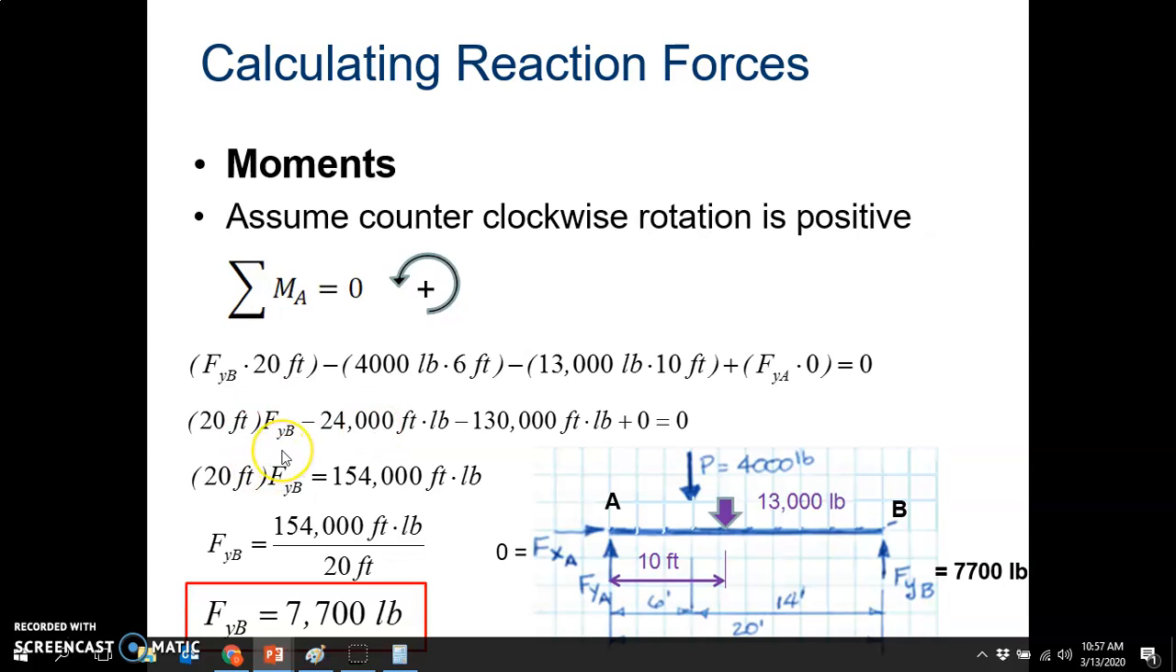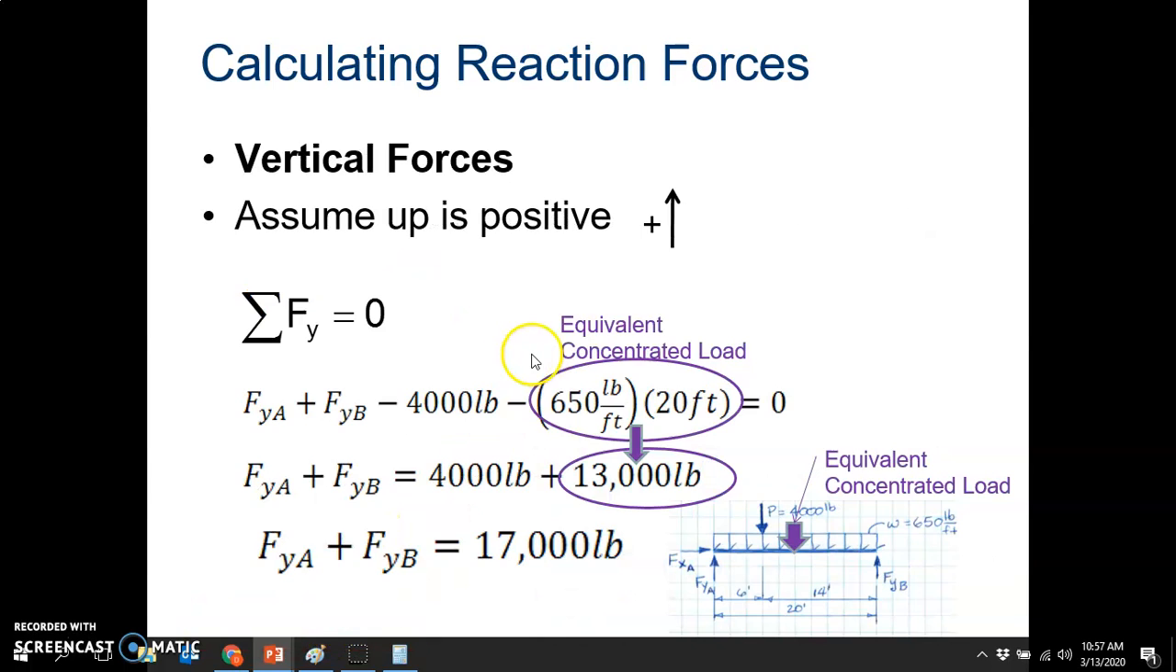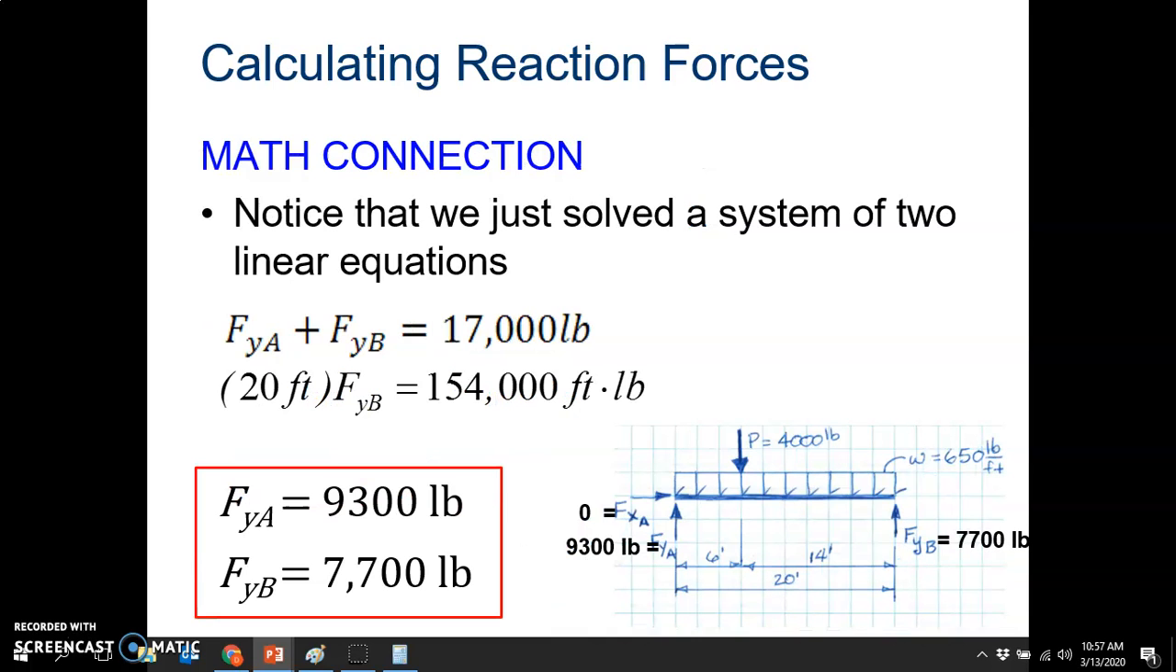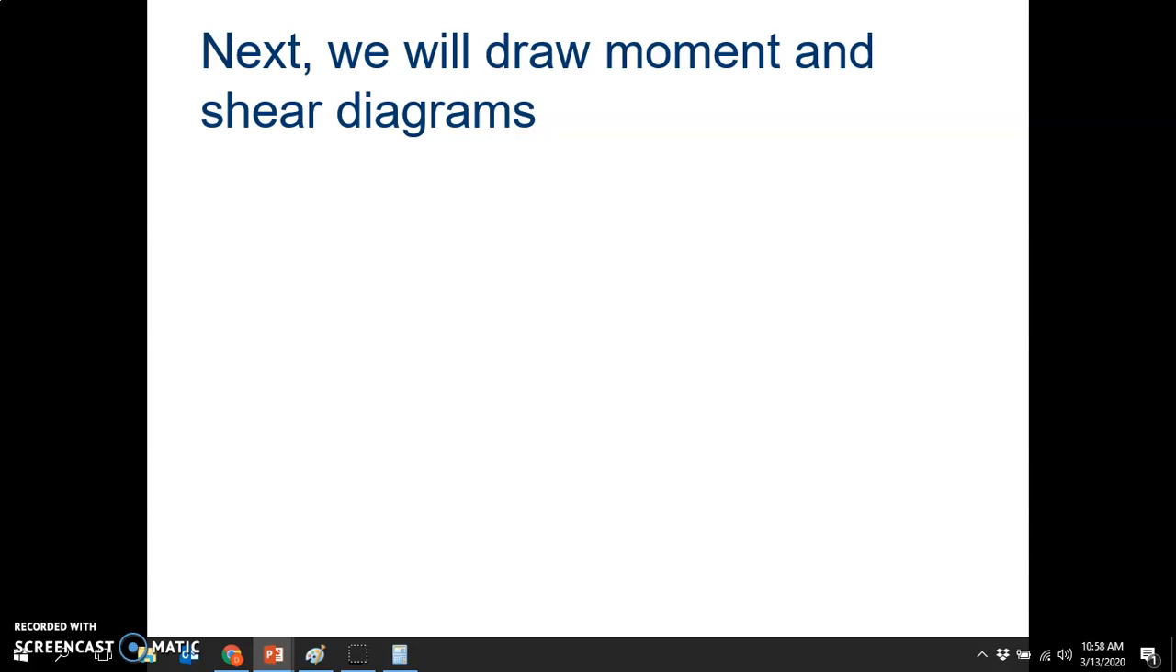Read through this, make sure you follow the steps, and you should find the reactionary force at point B to be 7,700 pounds. Once you have that, you can apply that into this variable right here, and F of A could be solved pretty simply from there. And just to give you a little bit of a math connection, we just solved a system of two equations, two unknowns. You guys have done this since probably Algebra 1.